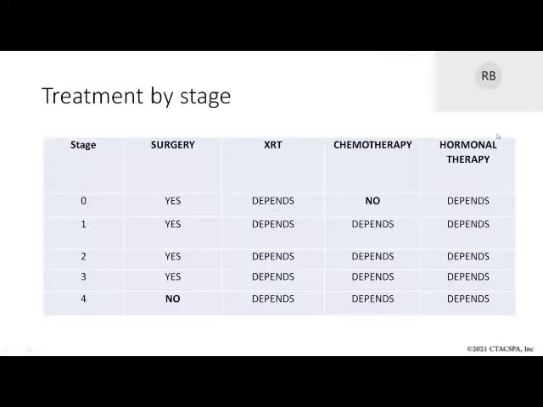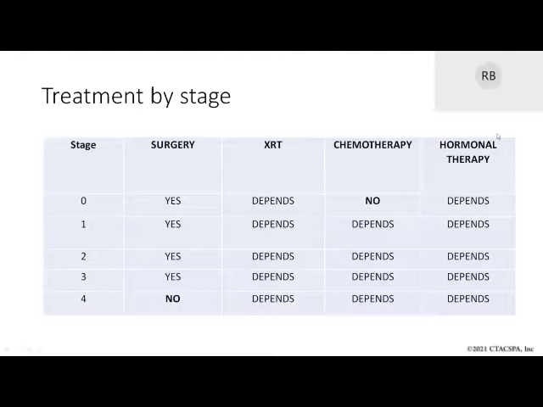So the thing to remember out of this slide is that stage 4 cancer does not get any kind of surgery. Don't operate on a metastasized cancer. And don't offer chemotherapy, which is a systemic treatment, for DCIS. Don't do that. Everything else, surgery is what you do, which is good for us because we're surgeons. And everything else is a maybe.